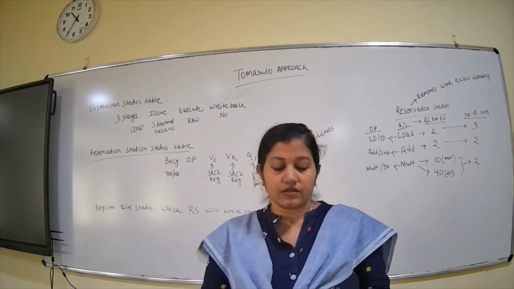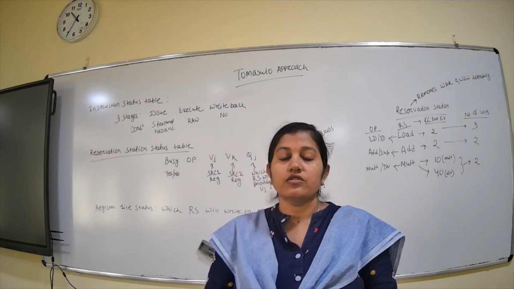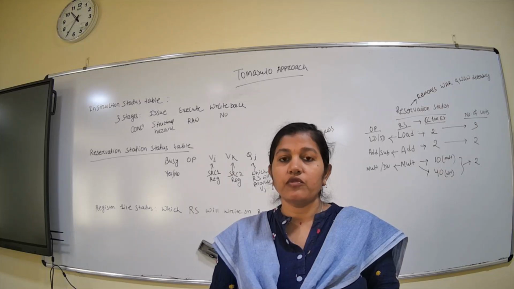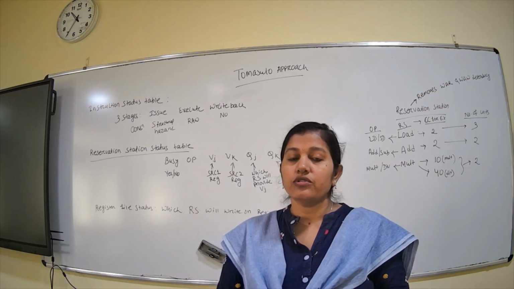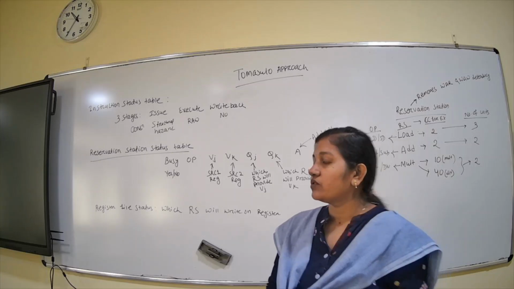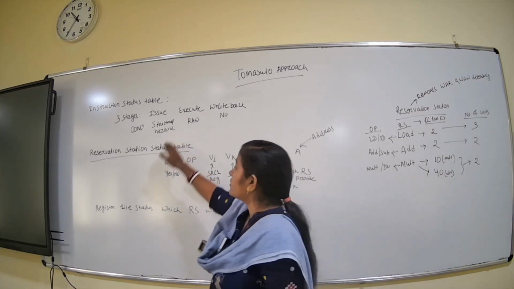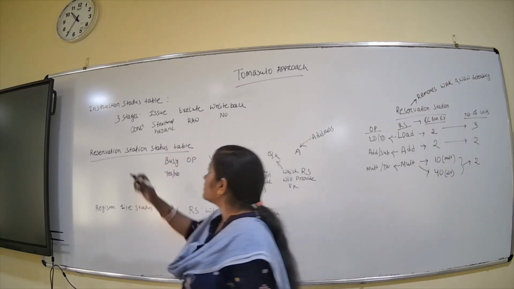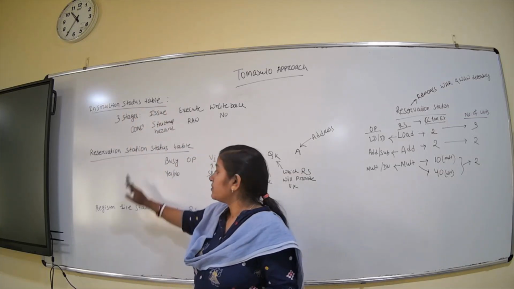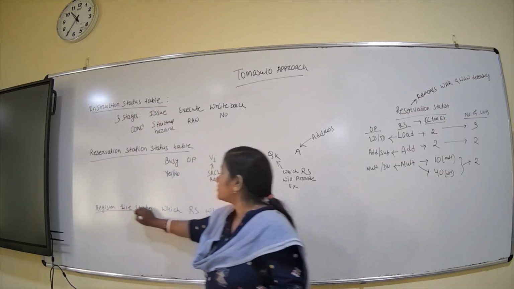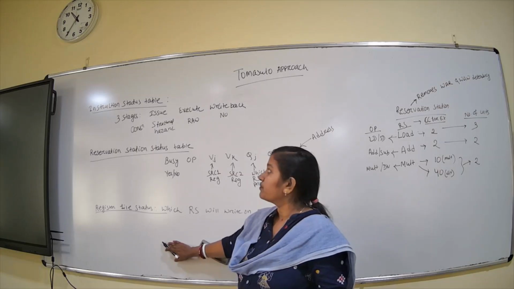In this lecture, we will discuss the Tomasulo approach, one of the dynamic scheduling approaches. In this Tomasulo approach, same as the scoreboard, there are 3 status tables: the instruction status table, the reservation station status table, and last, the register file status table.